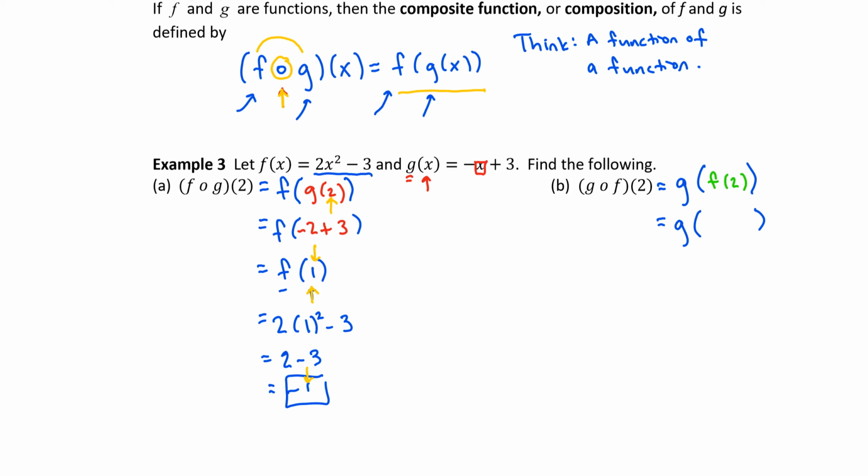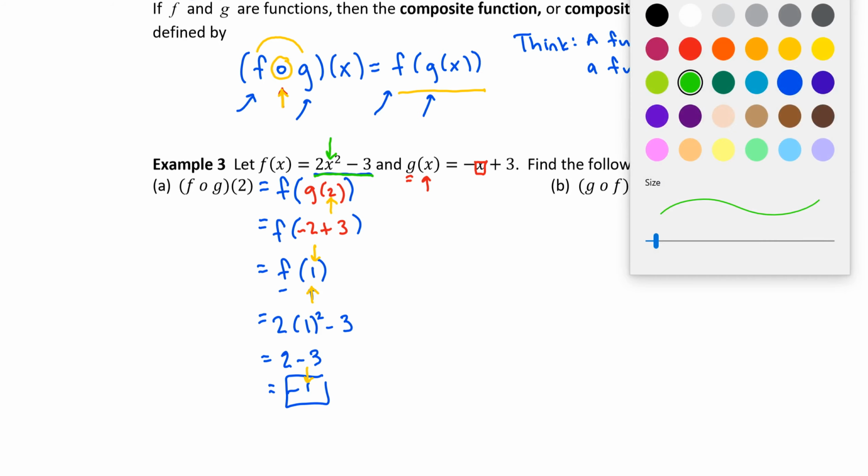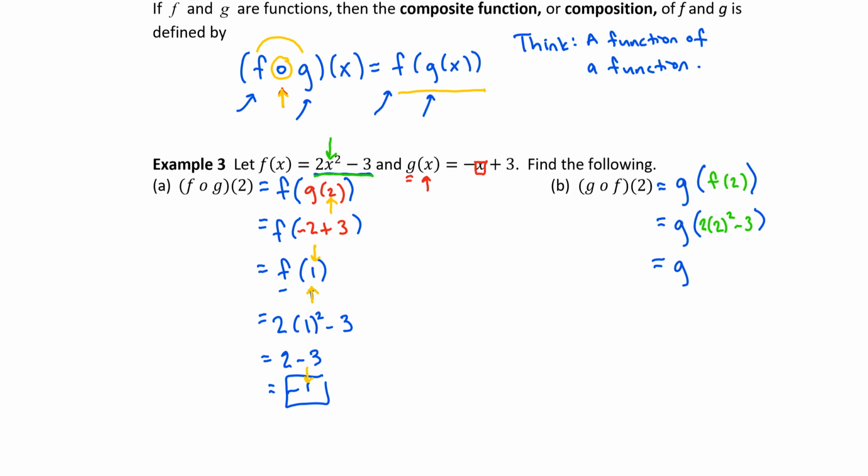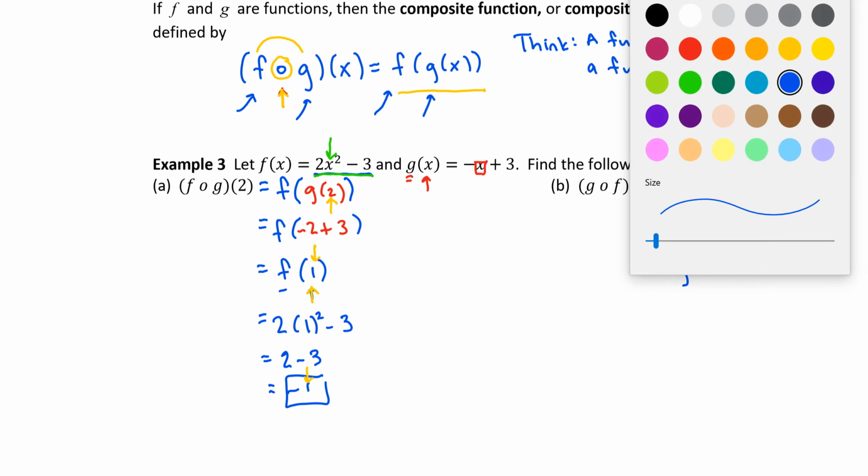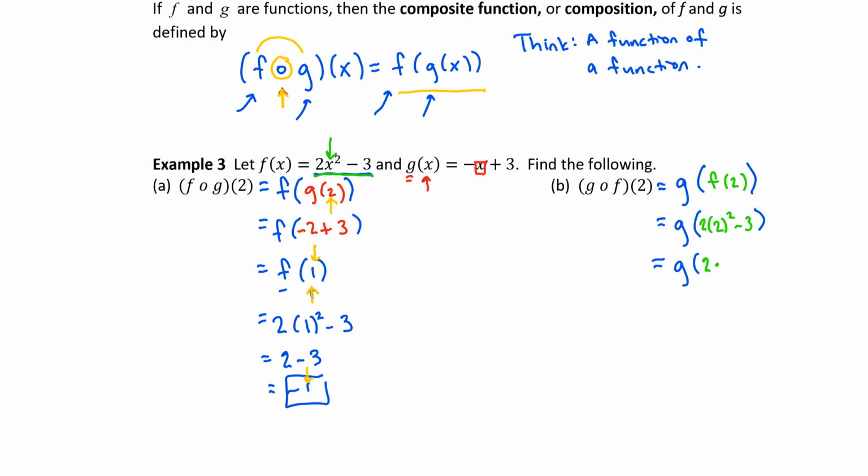Now, f of 2 tells me exactly what to do. It says go to the function called f and plug in a 2 for x. So we'd have 2 times 2 squared minus 3. Let's be careful to obey the order of operations. First, we would evaluate the exponent. 2 squared is 4.